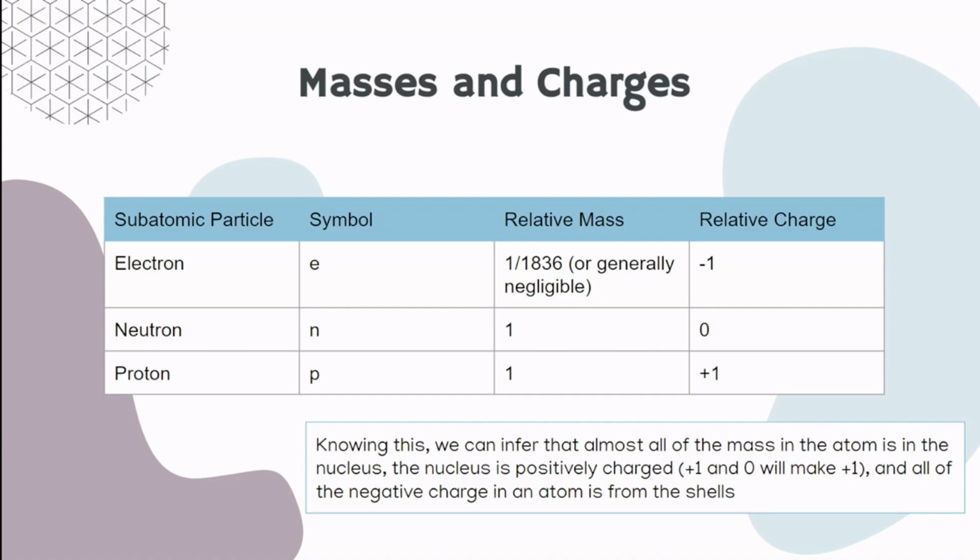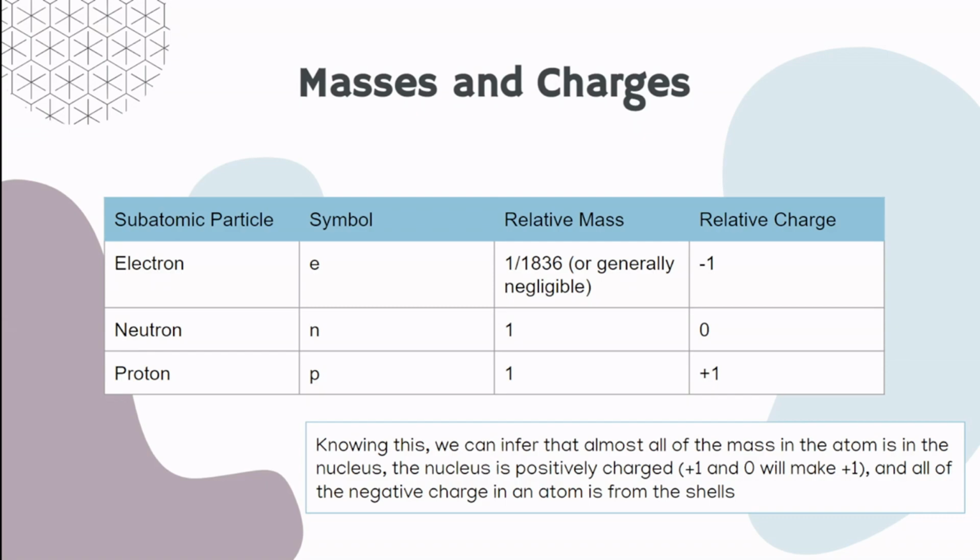The relative mass, neutron and proton are both relatively 1. However, electron is pretty much 1 over 1,836. We summarize it as 0 when we do a lot of our calculations. We say it's negligible. And the charge, electrons are negative, neutrons are neutral, and protons are positive.